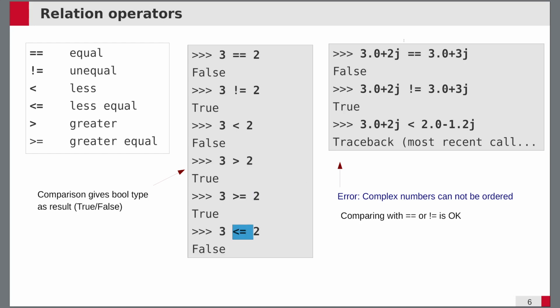Of course, you have to be careful that you are only comparing numbers which are comparable. So for example, you can easily compare whether two complex numbers are identical or whether they are not equal to each other. However, what you cannot compare is whether a complex number is less or bigger than another complex number, because of course there's no ordering for the complex numbers, so that will definitely not work.